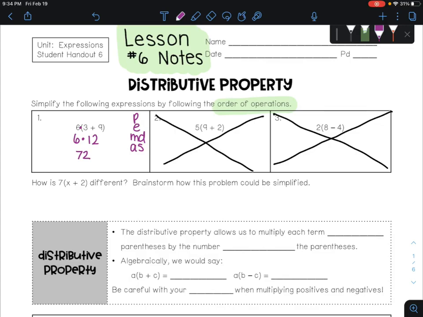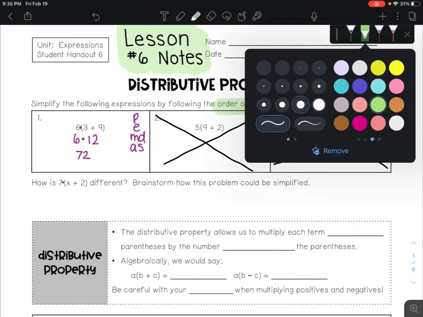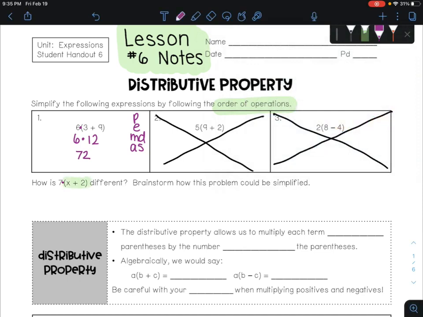But look right below that. How is 7 times x plus 2 different? Well, it would tell us that this is multiplying, and our next step would be to go ahead and do those parentheses. But what's x plus 2? If we don't know what x is, there's no way to say what x plus 2 is going to be and then do 7 times it. It's still just x plus 2. So we have to actually leave it in the parentheses. We can't do that addition. So this brings us to the distributive property that we're going to talk about next.